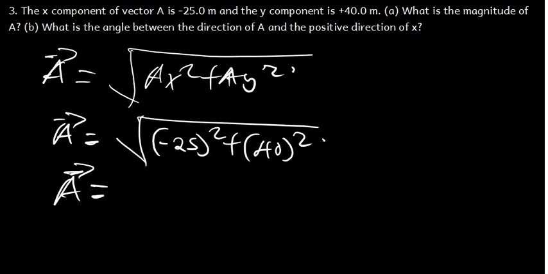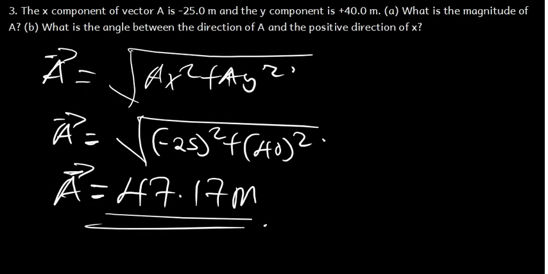Our vector A is going to be the square root of 25 squared plus 40 squared. I get the square root, I'm getting 47. So in this case, 47.17 meters, this is my magnitude.